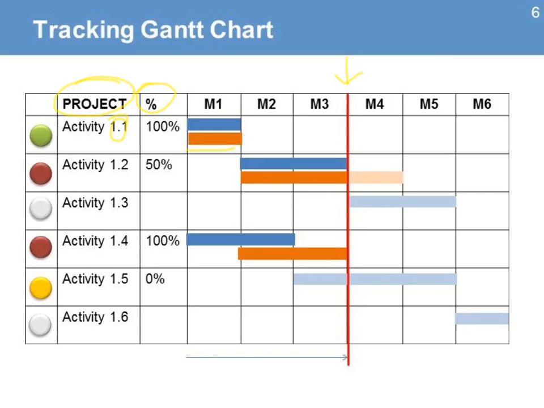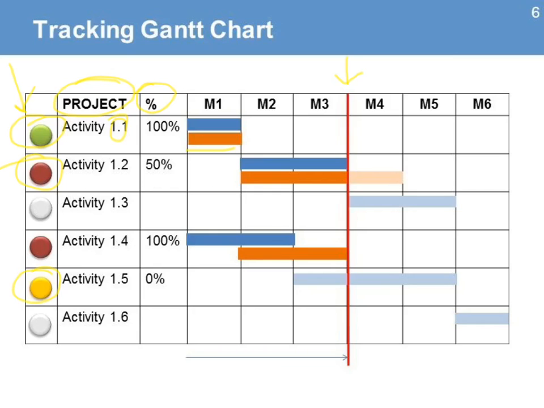You can also see the traffic light signals that can help identify those activities that are late in red, activities that are a little bit behind in yellow, and activities that were completed on time in green.